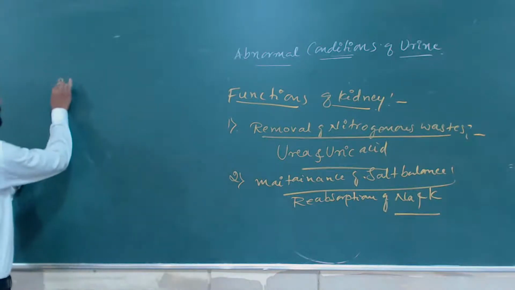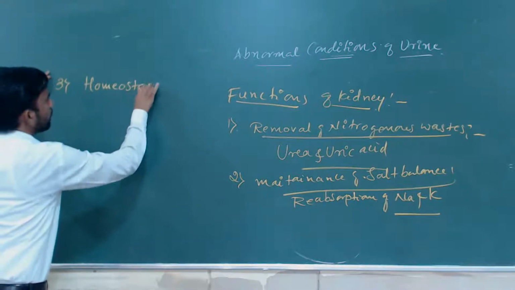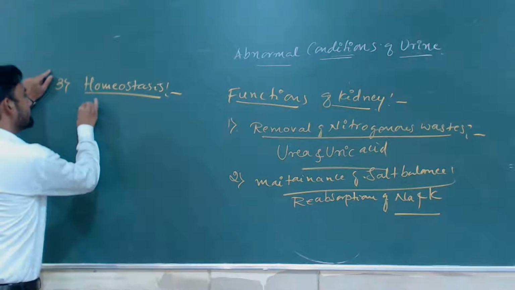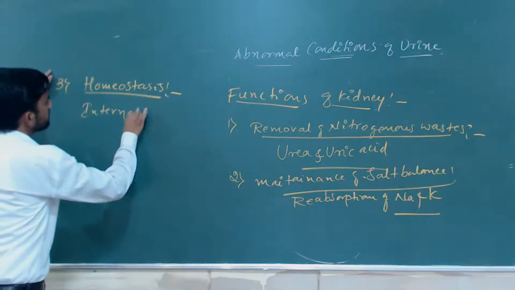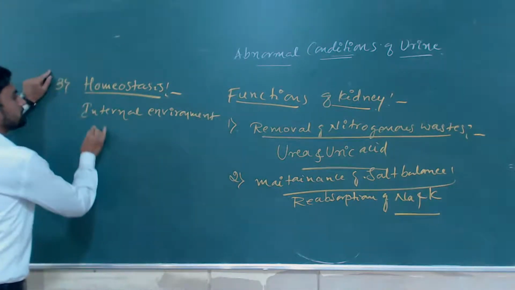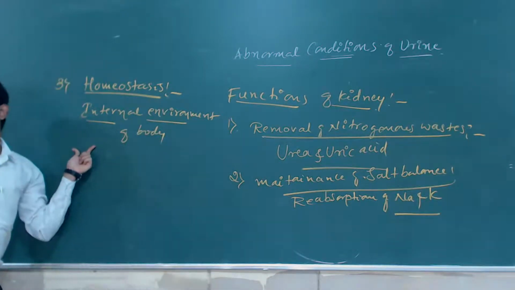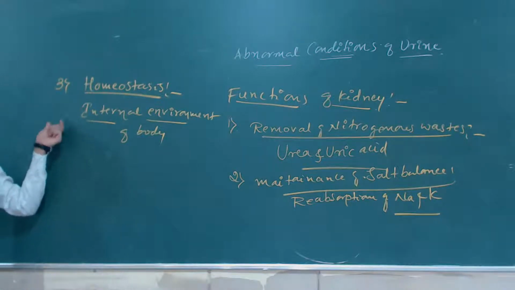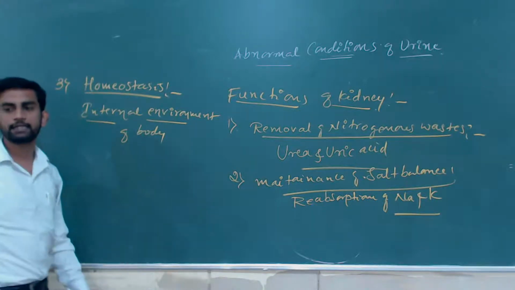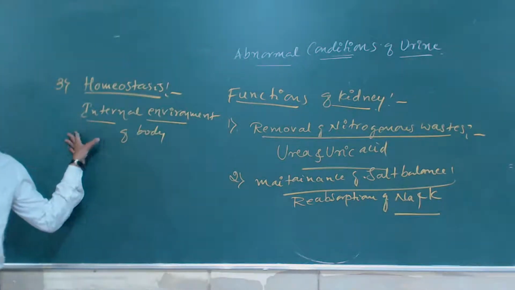And the third very important function of the kidneys is maintenance of homeostasis. Homeostasis means it maintains the internal environment of the body. Our internal body maintains a normal environment because of the maintenance of homeostasis. How does homeostasis get maintained? By selective secretion of unwanted waste, and thereby it maintains homeostasis.